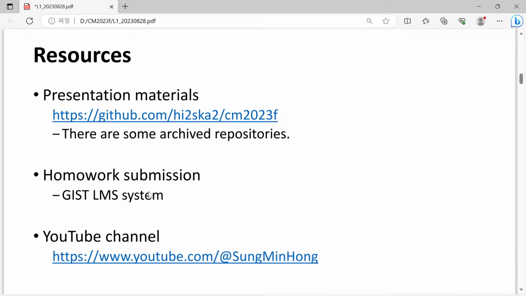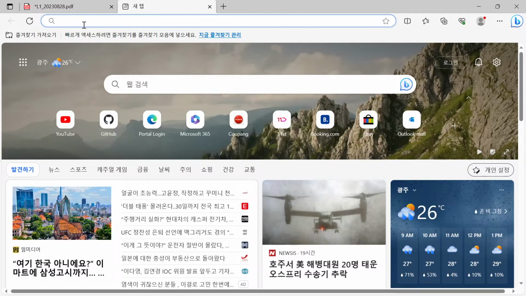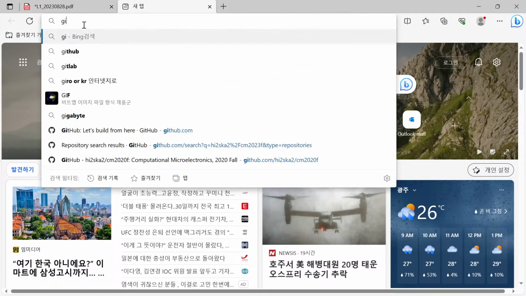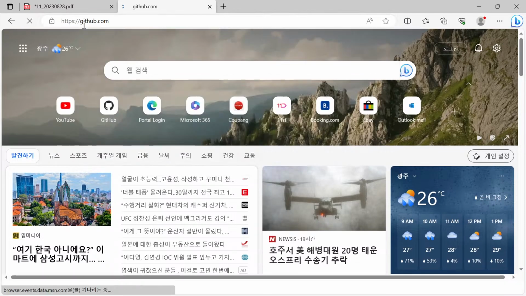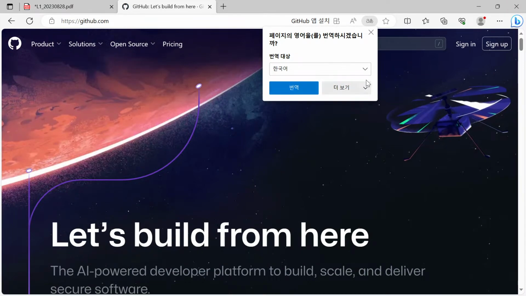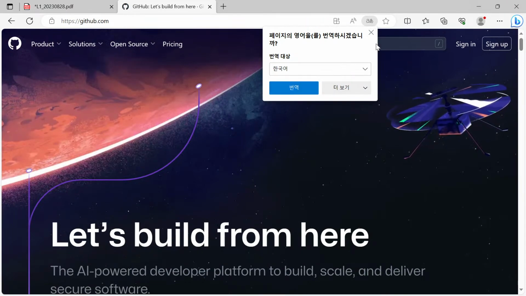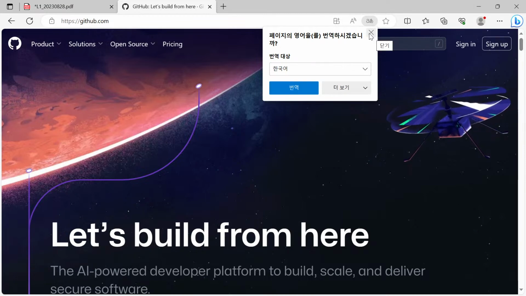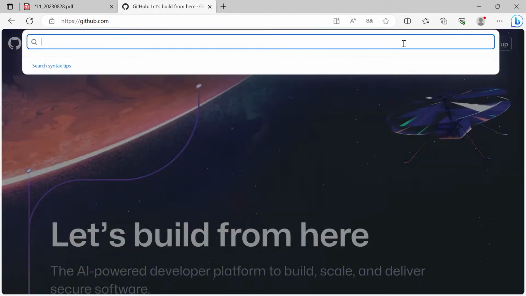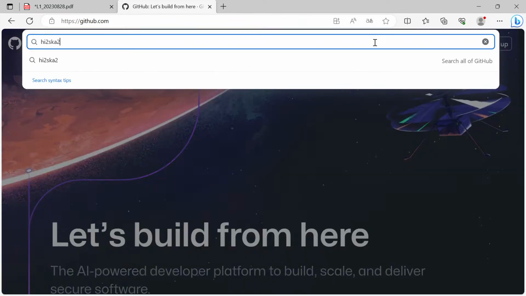So presentation materials will be distributed to our GitHub repository, specially made for our course. So why don't you just visit the Git? Oh, so this is my ID and the repository, CM Computational Microelectronics 2023 full semester.